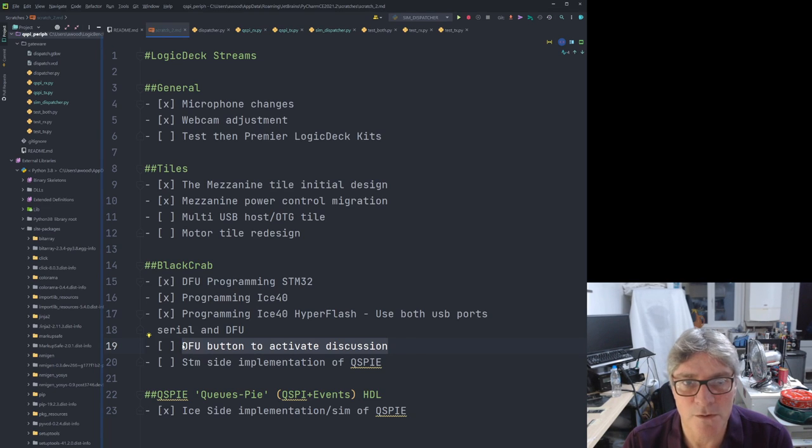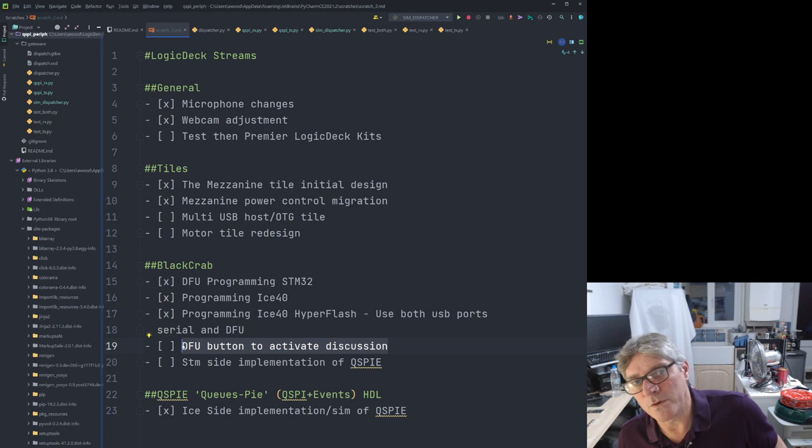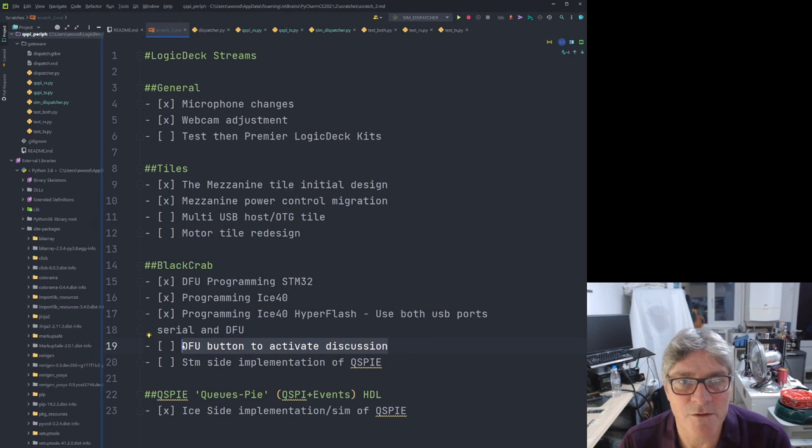There are some gory implementation details as well. I've found some good sources for a DFU library that I can add into Black Crab. Currently, it's for writing to internal flash in the STM32. But I think I can modify that so we can either write to an external SPI connected flash or over QSPI into the hyperflash. So that's where we are.